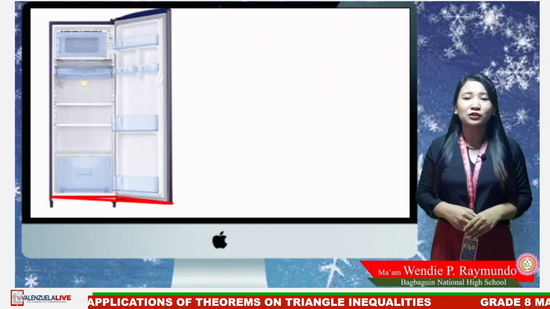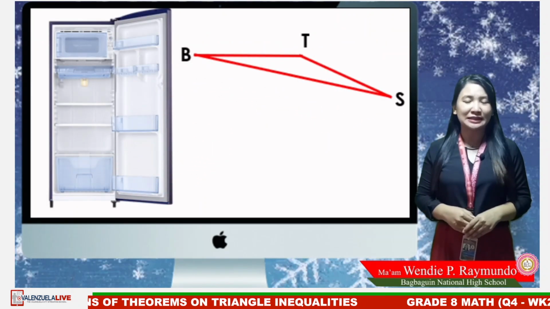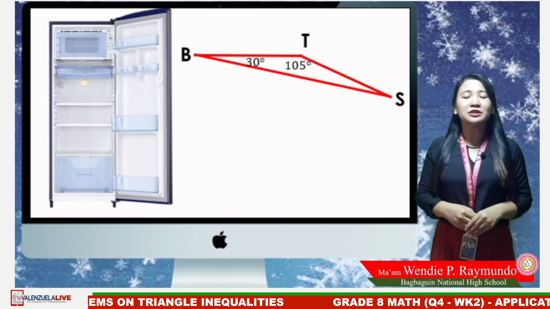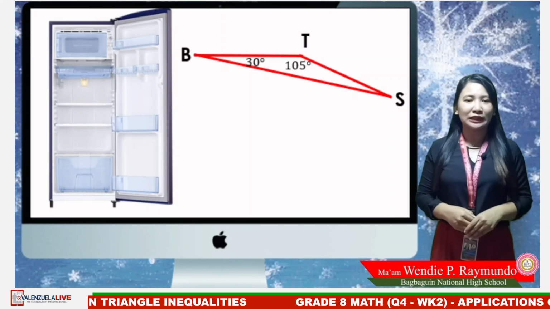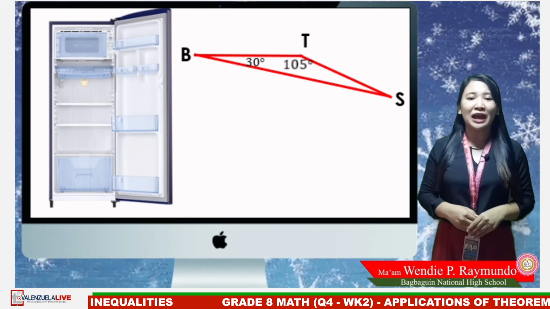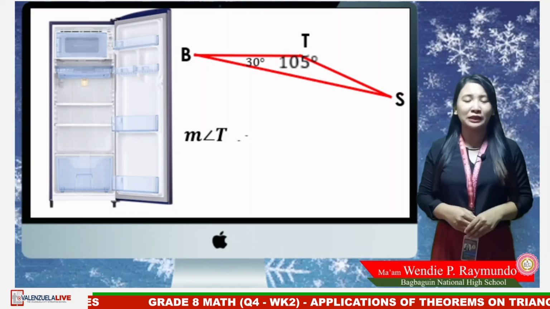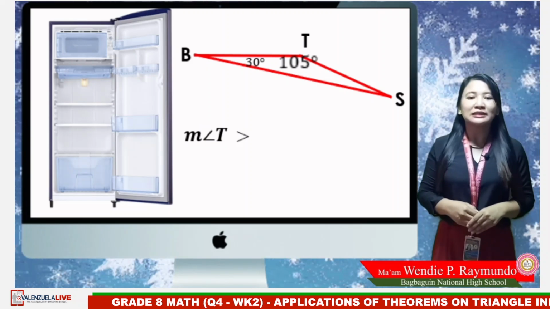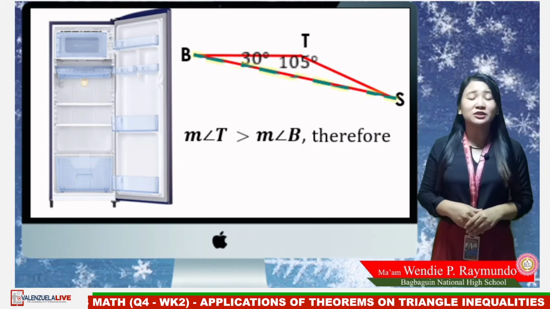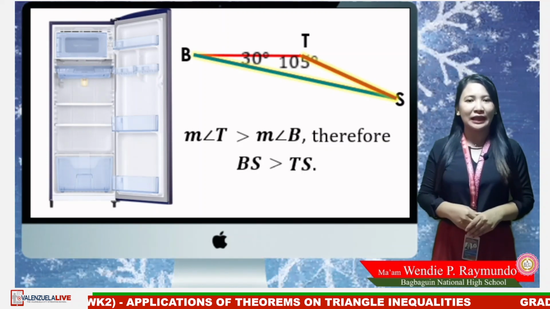The triangle formed from opening a refrigerator is triangle BTS. The measure of angle T is 105 and the measure of angle B is 30. From the given triangle, the measure of angle T is greater than the measure of angle B. Therefore, side BS, the opposite side of the larger angle, is greater than side TS, the opposite of the smaller angle.